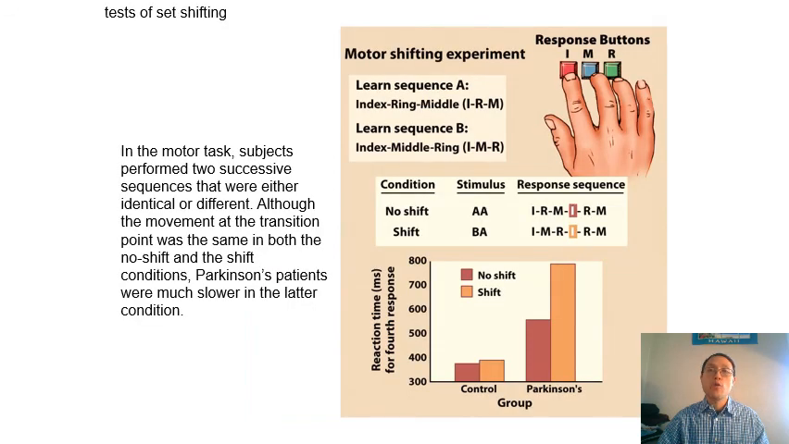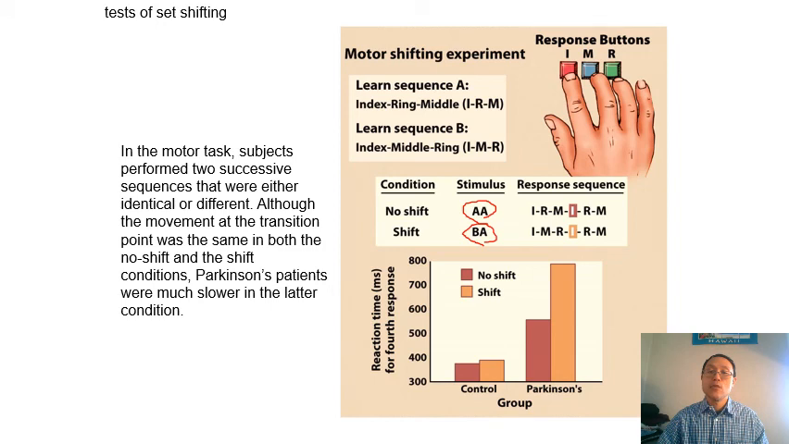Okay, now what other Parkinson's disease defects do they have? All right, so we're going to talk about two related tasks, a motor task and a cognitive task. In the motor task, the subjects perform two successive sequences that were either identical or different. So they can have a stimulus that is AA, but they can also have a stimulus that is BA, and they are asked to play exactly the two sequences that are the same or two sequences that are different.